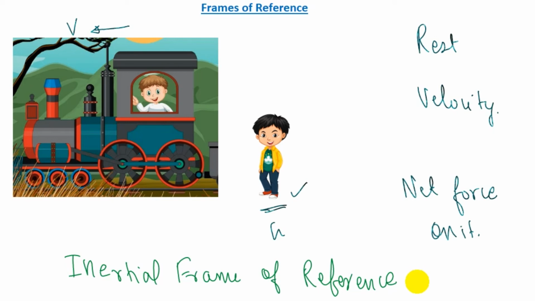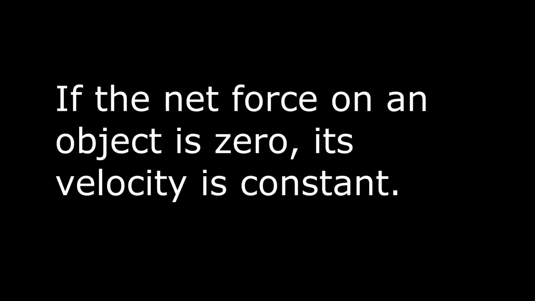So if an object is moving with a constant velocity in one reference frame, it is also possible that the same object is at rest in another reference frame. It's all relative to the frame of reference the object is viewed from. This gives us a more compact statement of Newton's first law: if the net force on an object is 0, its velocity is constant.